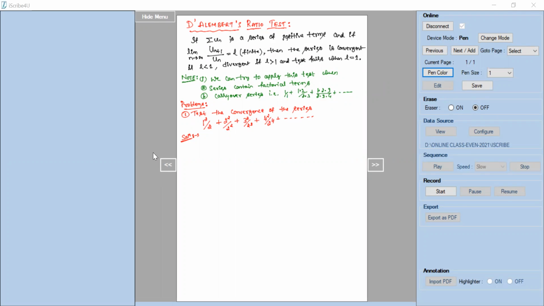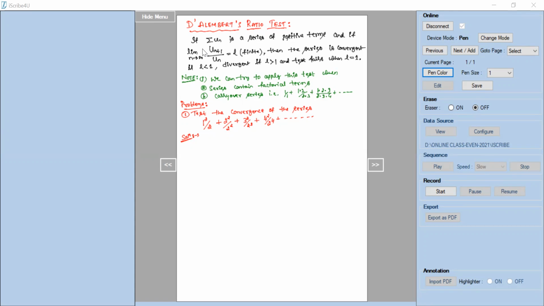In this session, I'm going to discuss how to check the convergence and divergence of a given infinite series using D'Alembert's ratio test. In my previous session, we discussed the Cauchy root test, and how to check the convergence and divergence of a series using it. Now we'll use another one, D'Alembert's ratio test, for convergence and divergence verification.